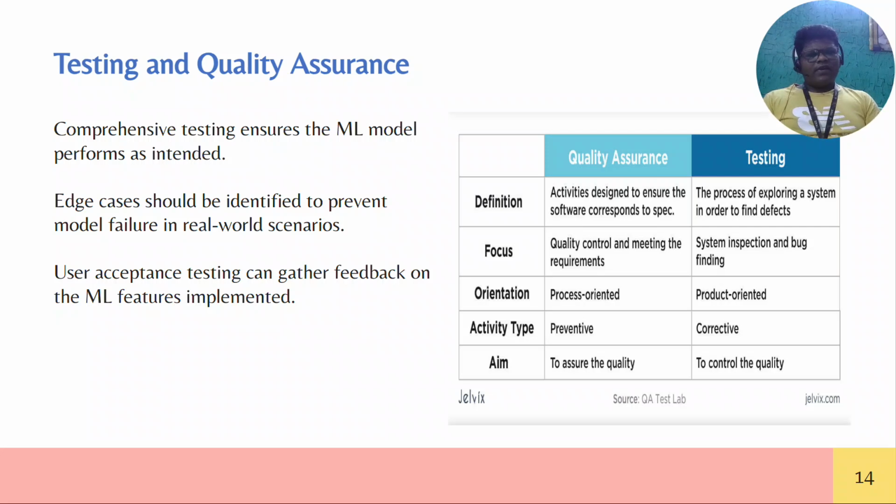The orientation of quality assurance is process oriented. The orientation of testing is product oriented. The activity type of quality assurance is preventive, whereas the activity type of testing is corrective. The aim of quality assurance is to assure the quality. The aim of testing is to control the quality.